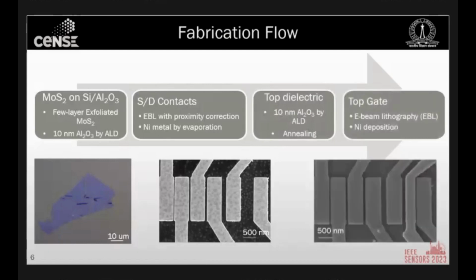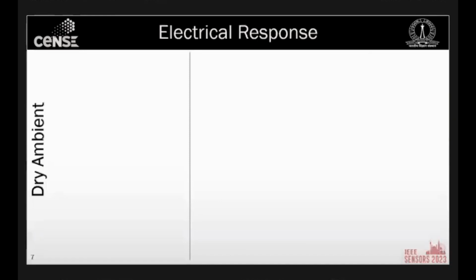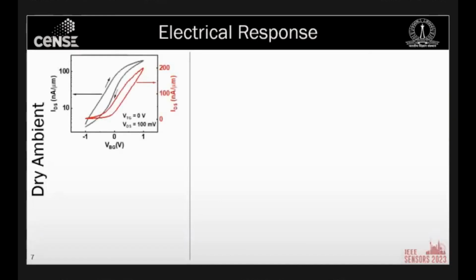And then we have the top dielectric, again ALD aluminum oxide, annealing, all those interface controlling procedures. And we have the top gate fabricated by e-beam lithography and nickel. So this is our final fabricated device, the electron microscope image of that, where you can see all these channels, the shorter channels are exposed to electrolyte, this longer channel is insulated from it, and that is being used to transduce against.